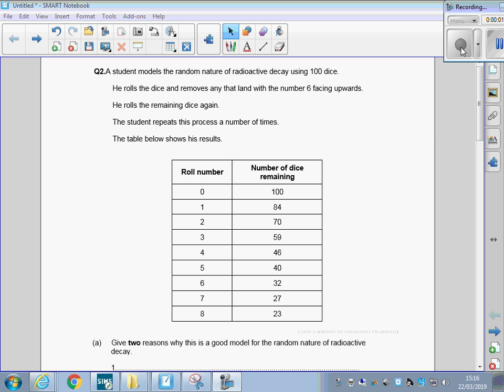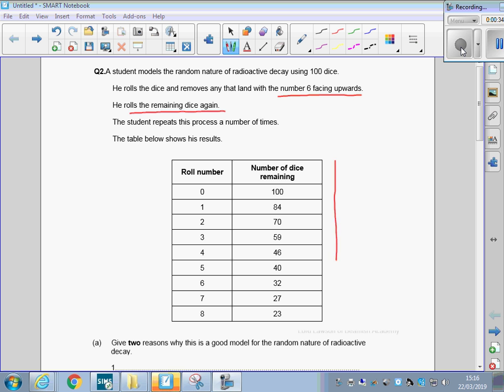Got a question here about half-life, and they're using dice to sort of model the decay of radioactive atoms. So they're rolling dice. You may have done this in the classroom, where you model it and then you take away the dice that come up on a particular side, and then you're rolling the remaining dice. And this kind of models the atoms decaying and changing, and therefore you have less and less of the original atoms as time goes by.